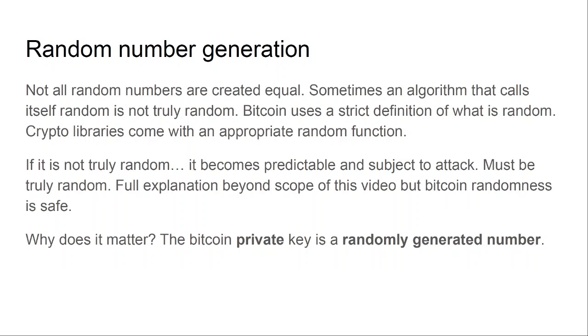Just a quick note here about random number generation. You can't just create your own random number by writing down 160 whatever numbers. It's obviously larger than that, but you can't just write it down. It has to be a very formal random process. Bitcoin uses a strict definition of what's random.